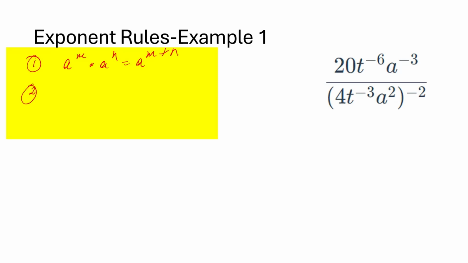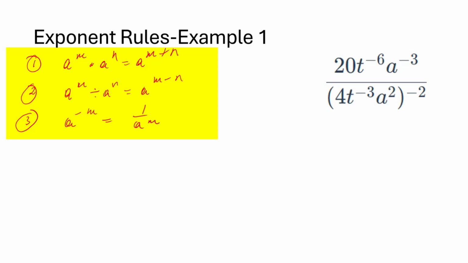Second rule, if we have a to the m divided by a to the n, this is going to be a to the m minus n. Third rule that we need right here, if I have a to the negative m, this is going to be 1 over a to the m. Now once I have these rules, I can actually work these out pretty carefully.